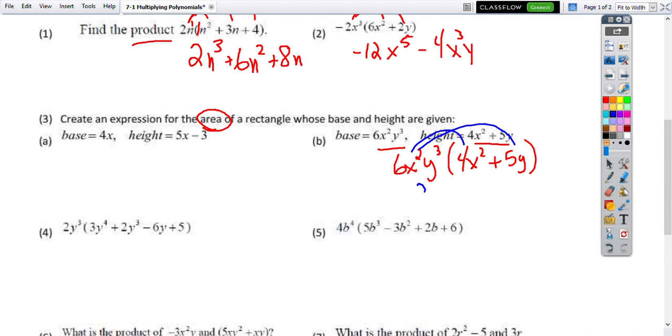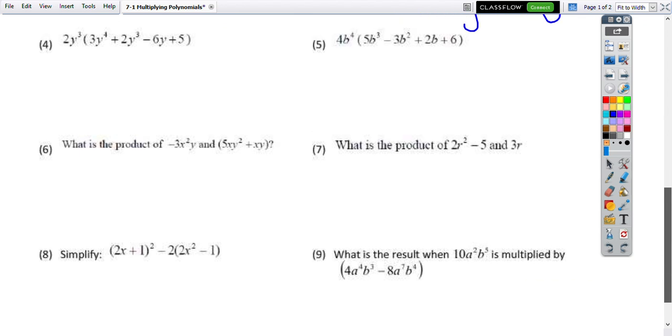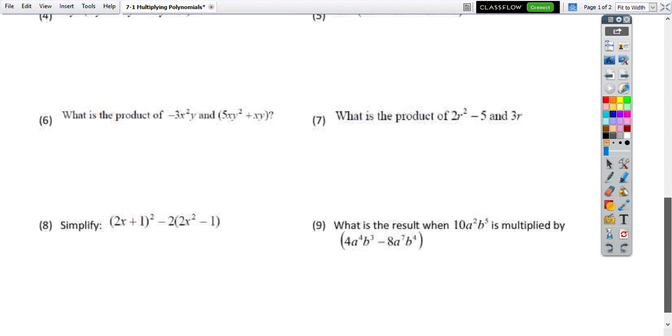So 6 times 4 is 24. There's 2 x's here and 2 here, so that becomes 4 x's. There's really no y's here, so there's only 3 altogether. So it becomes y cubed. And then plus, it's 6 times 5, which is 30. There's only 2 x's in that amount. And then there's 1 y here plus the 3 that are there. That becomes y to the fourth. Okay? And that's it. So that's the first page essentially.